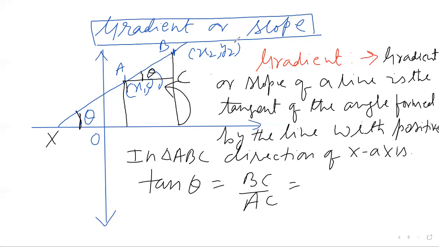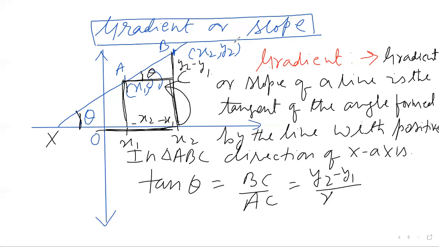BC will be y2 minus y1, obviously, because this is y2 and this is y1. So this will be y2 minus y1. And this AC will be this distance from origin is x2. This distance is x1. So this distance will be x2 minus x1. And so the AC will be x2 minus x1. So we have y2 minus y1 upon x2 minus x1. So tan theta, that is gradient, m equals y2 minus y1 upon x2 minus x1.